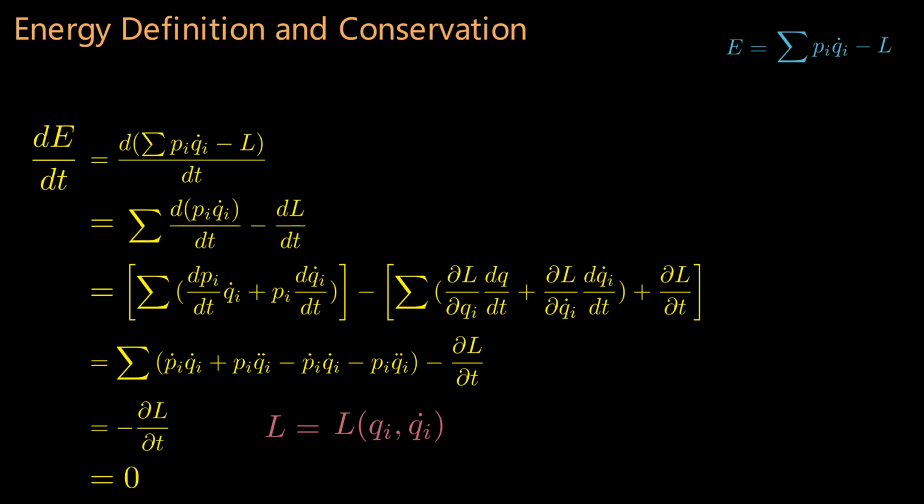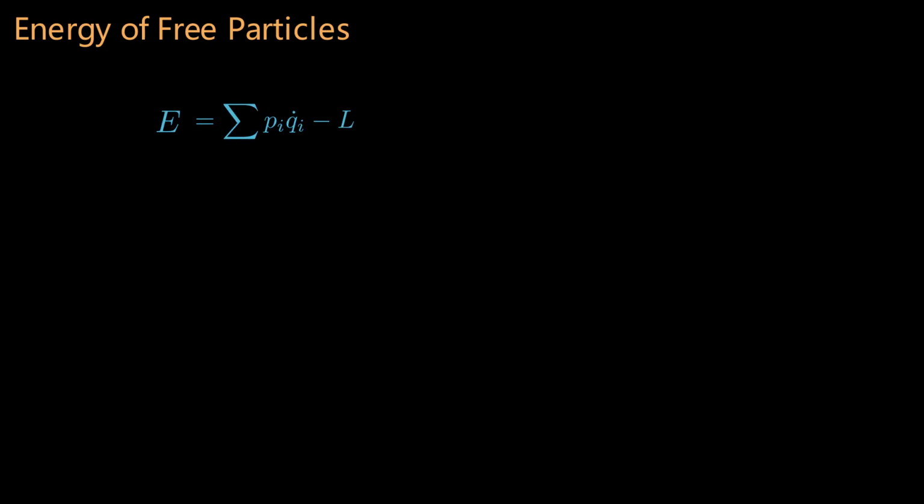This is the definition of energy and energy conservation in Lagrangian mechanics. Once the Lagrangian of the system is determined, the energy can be calculated using the formula, and as long as the Lagrangian function does not explicitly depend on time, the system's energy is conserved. Once we know the Lagrangian of a system, we can calculate the system's energy using a fixed formula.